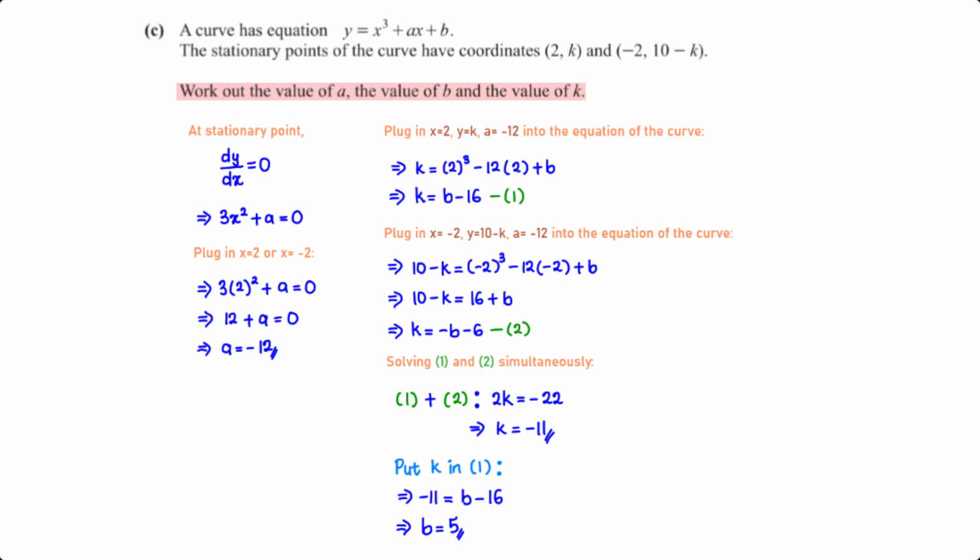To get the value of b, we can plug in the value of k into any of the equations. If we pick equation 1, we have negative 11 equals b minus 16. When we add 16 to both sides, we get b equals 5.